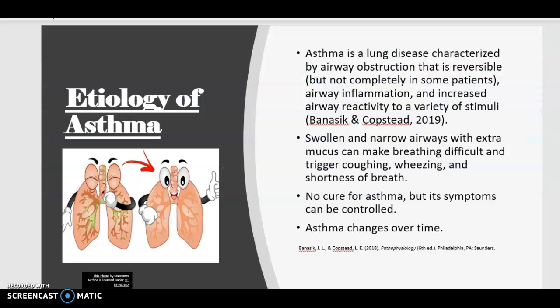The definition of asthma is a lung disease characterized by airway obstruction that is reversible but not completely in some patients, airway inflammation, and increased airway reactivity to a variety of stimuli. There is no cure for asthma, but its symptoms can be controlled, and asthma can change over time. The airway inflammation leads to epithelial denudation, collagen deposition beneath the basement membrane, mast cell activation, mucosal edema, increased viscid secretions, and smooth muscle contraction.